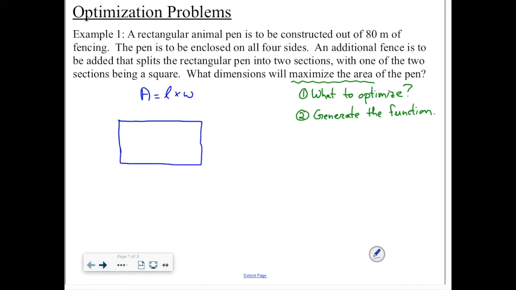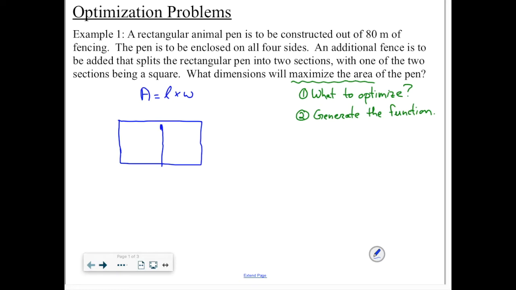Okay. And then we're going to put in an additional fence that will split this into two, but one of those two extra pens is going to be a square. So I'll draw this so it sort of looks right. There we go. So this one on the left here is my square. Oh, it doesn't want me to close it off. Okay, fine. And what we need to do now is introduce another variable. We'll use our old friend x. Everybody's familiar with x, though of course you could use other variables as well.